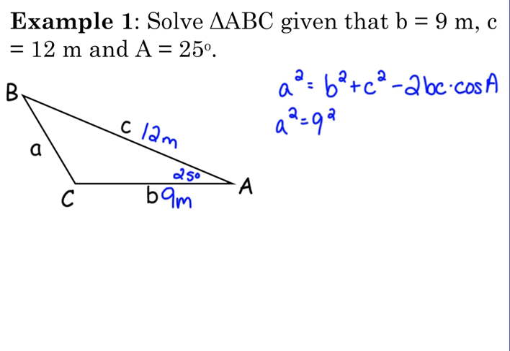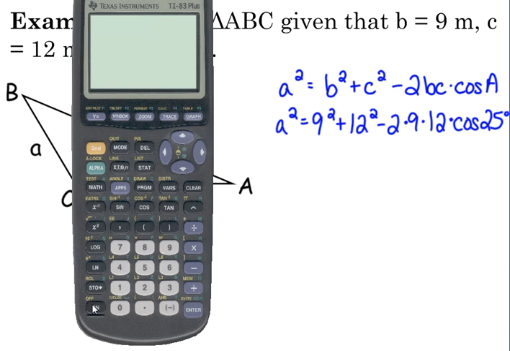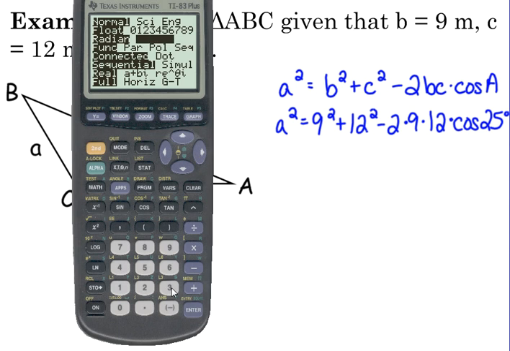Side B is 9. Side C is 12. Minus 2 times B is 9, C is 12, times the cosine of 25 degrees. So this is why this one is so easy. You literally just have to type all that stuff in. Don't try and chunk it up in pieces. Just type it in all at one time. 9 squared plus 12 squared minus 2 times 9 times 12 times the cosine of 25. And my calculator is not in degree mode.